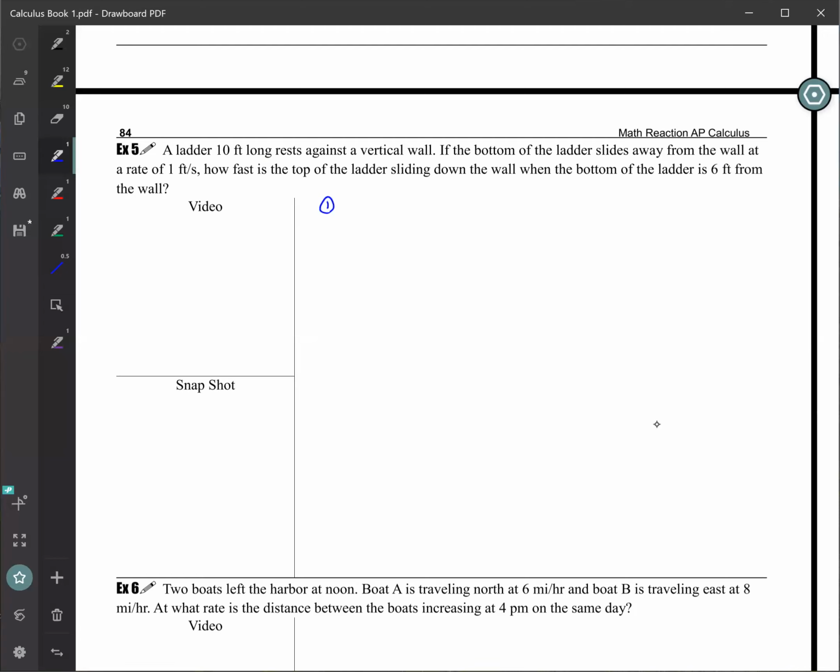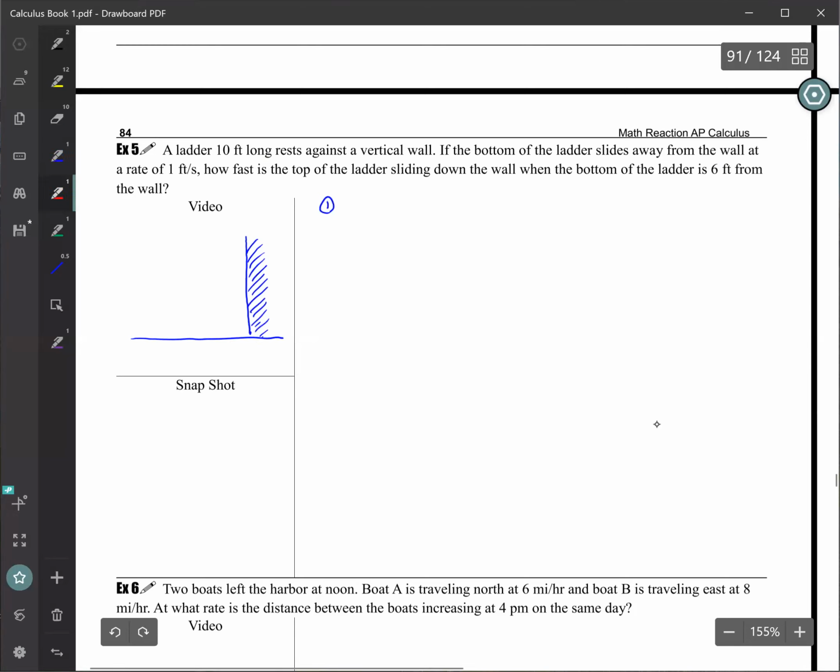Right, so let's draw the picture, okay? I have a ladder against a vertical wall, right? I'm going to put the wall on the right side. You could put it on the left side, it doesn't matter. And of course, there's a ground, right? And then you place the ladder.